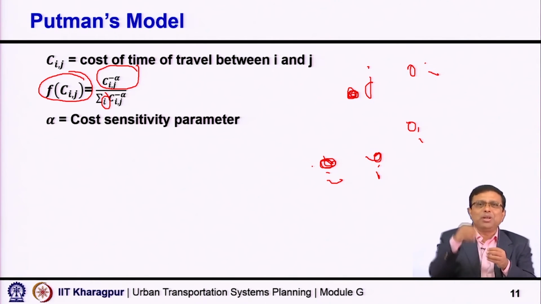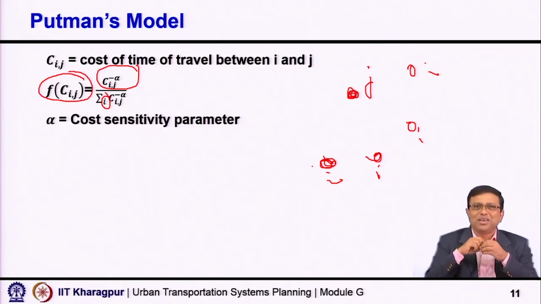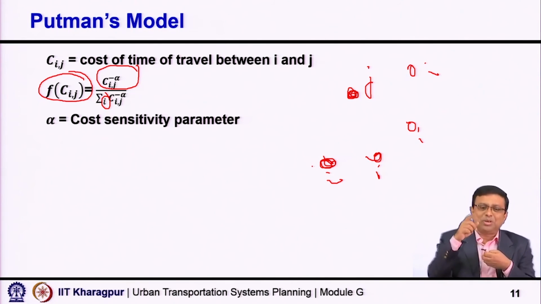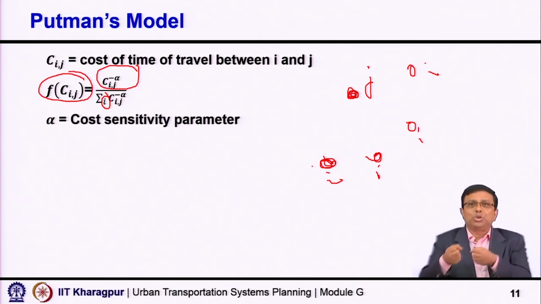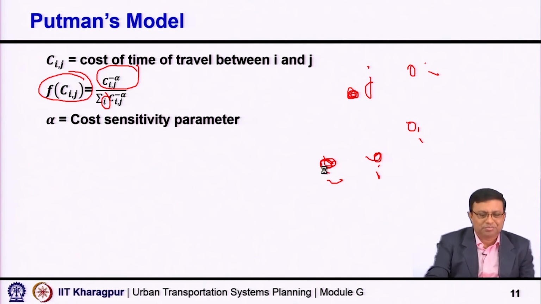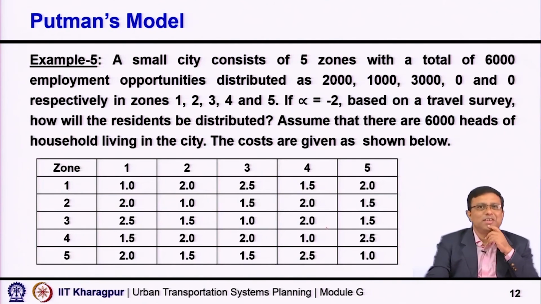Now, these 500 people can stay anywhere in these zones, any of these I zones. So everybody is saying, okay, how much of this 500 can one zone attract? It depends on Cij to the power minus alpha divided by the sum over all I of Cij to the power minus alpha, because all the I's are competing to get a share from G. That is all. The remaining is a simple example of its application.